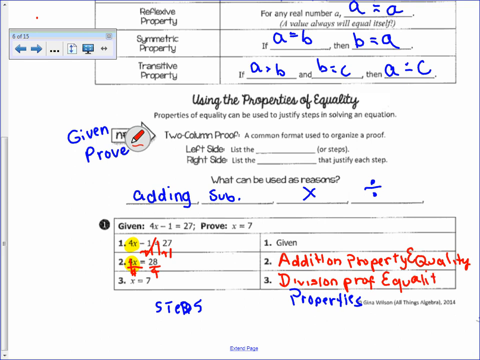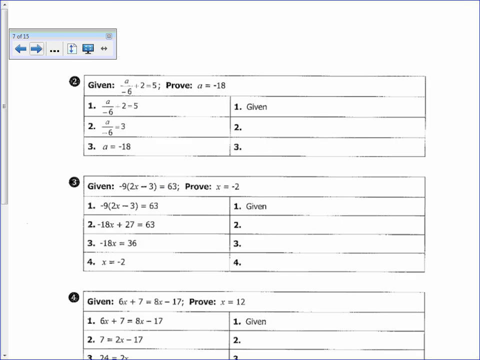Division property of equality. This is not hard stuff. This is stuff from algebra. So if you know that they're adding on both sides, subtracting on both sides, multiplying on both sides, or dividing on both sides, you're good to go. So like I said, I'm going to do number 2 and number 3 with you. You're going to have to do numbers 4 and 5. Then you have a practice worksheet to do, complete, and turn in.